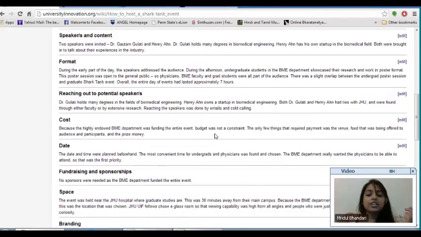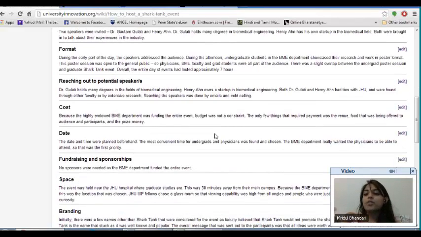How they reached out to these speakers: they both had some tie to JHU. Either they'd worked with the faculty at JHU, or they'd spoken before, or they'd just heard of them before. So they were heard of through JHU, but they reached out by emails and cold calling them, asking when they were free, and pushing them to try to come.